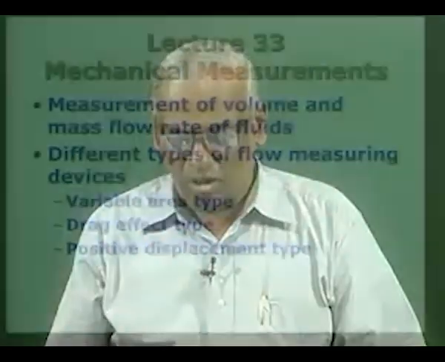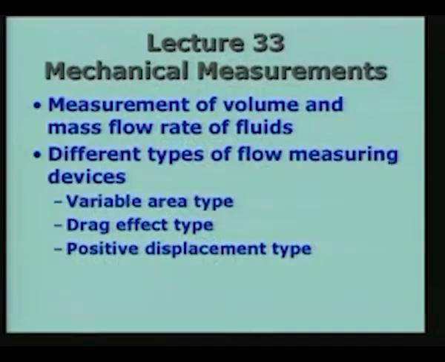Welcome to lecture number 33 in our ongoing series on mechanical measurements. In this lecture I am going to start looking at the measurement of volume and mass flow rate of fluids, both liquids and gases. We will look at different types of flow measuring devices. Broadly they can be classified as either variable area type, the drag effect type and the positive displacement type.